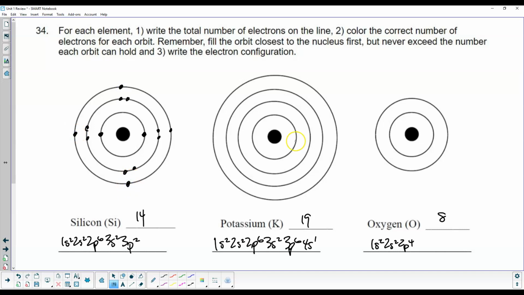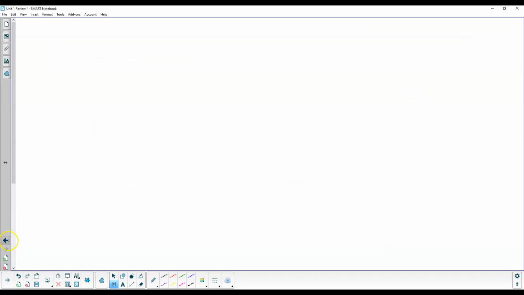Okay, for potassium, same thing. So you got the 1s2. We're going to spread those guys out. The second energy level has 8. The third energy level also has 8. And then the fourth energy level has a single one. And then oxygen, we're going to spread these 2 guys out, and then we have 6. So we're going to go 1, 2, 3, 4, pair up 5 and 6. That's it. You guys are ready.